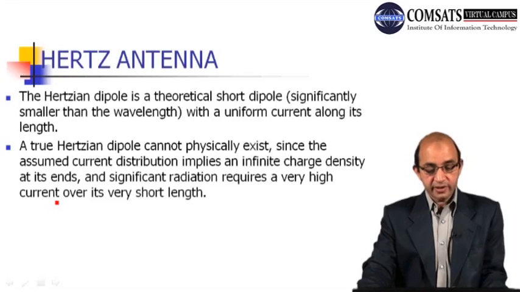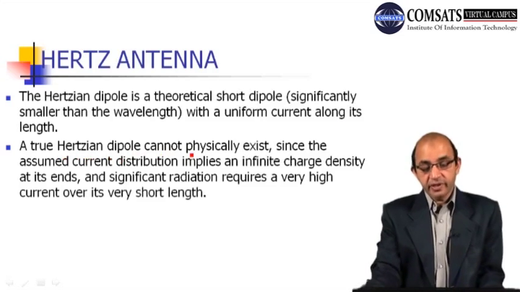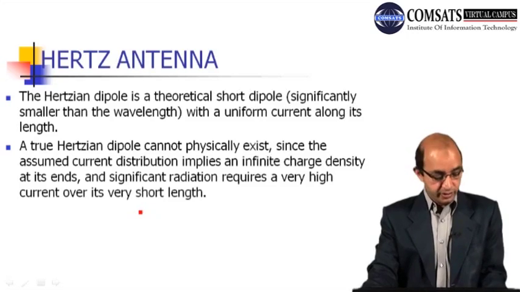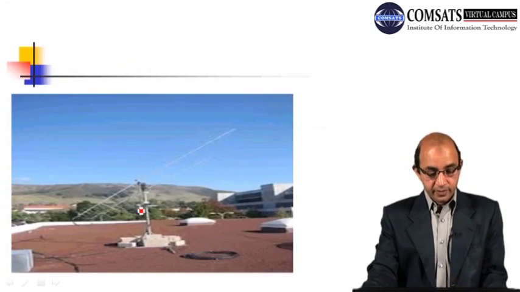So here we have the Hertz antenna. A short dipole, smaller than the wavelength, with a uniform current along its length. A true Hertz dipole cannot physically exist since the assumed current distribution implies an infinite charge density at its end. That is not possible, and significant radiation requires a very high current over a very short length, right?